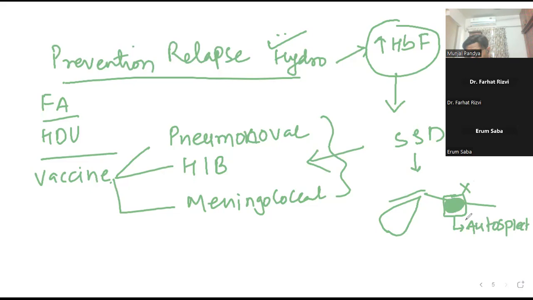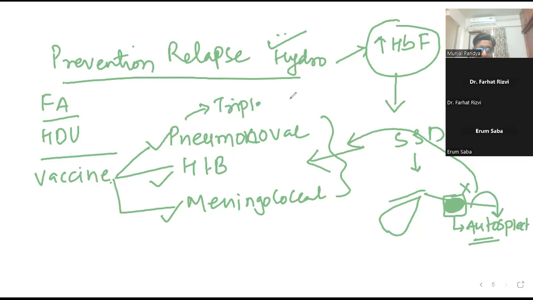Because of no spleen, they are at high risk of developing these three infections: pneumococcal, meningococcal and Haemophilus influenzae type B. These three vaccines are available. This is also called a triple valent. So all vaccines can be given to the patient.